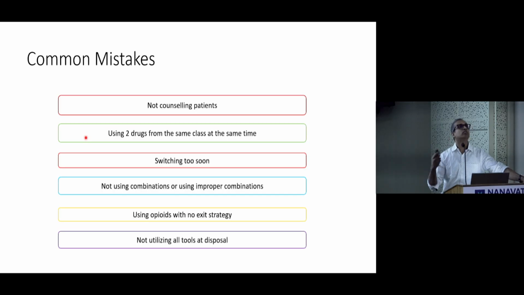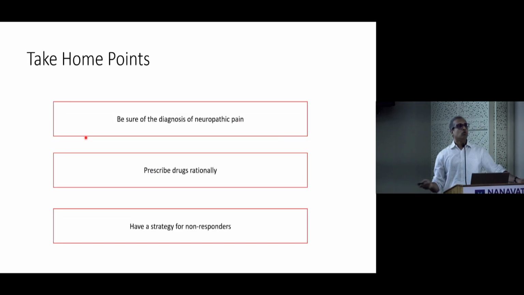We use opioids with no exit strategy. If you keep on using opioids, the patient will come back to you and keep on demanding opioids or go to other people who are willing to prescribe opioids. It's a wrong strategy. And we forget the other tools that are at our disposal, interventions and non-pharmacological treatments, that should also be added. So I want to finish by telling you to be sure that you're dealing with neuropathic pain only and not with something else. Please use drugs rationally and have a strategy of what you're going to do with patients who don't respond to your first line drugs. Thank you.